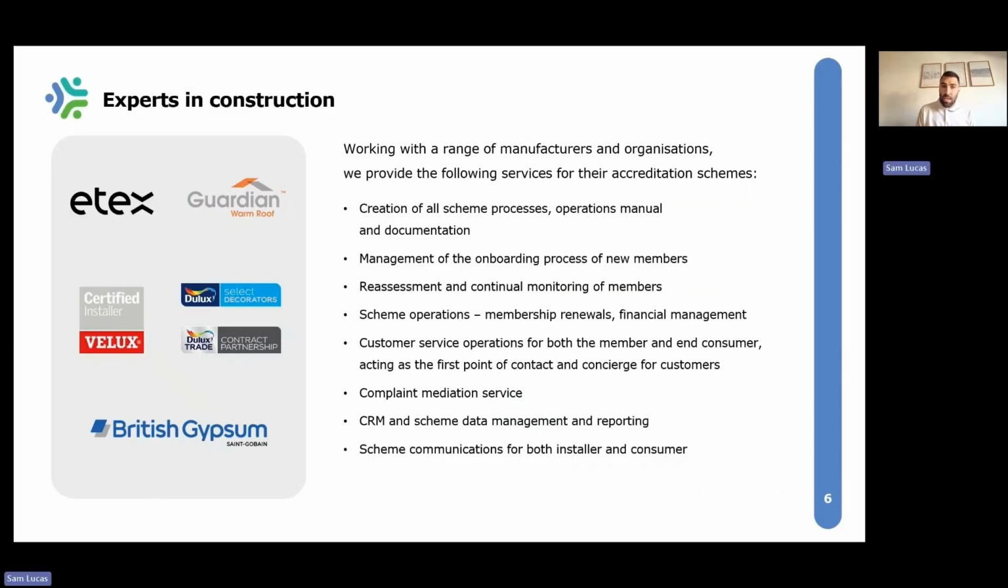Just a bit of background here to show our expertise in the space: we've worked with a number of large and credible manufacturers and organisations over the past 25 years to create these schemes right from the foundations, whether that's the processes, the CRM behind it, or the operational infrastructure. We have a dedicated team based up in Nottingham for all of these schemes and for the Home Network, who do all of the ongoing checks as well, and they're a point of contact for both the contractor and the customer on jobs carried out.